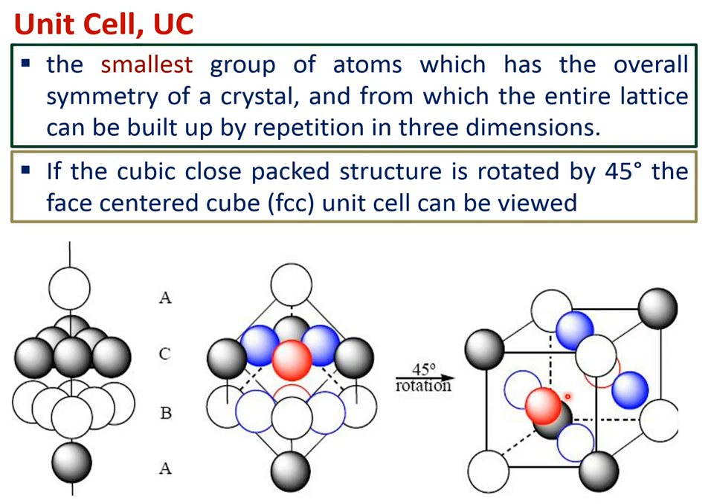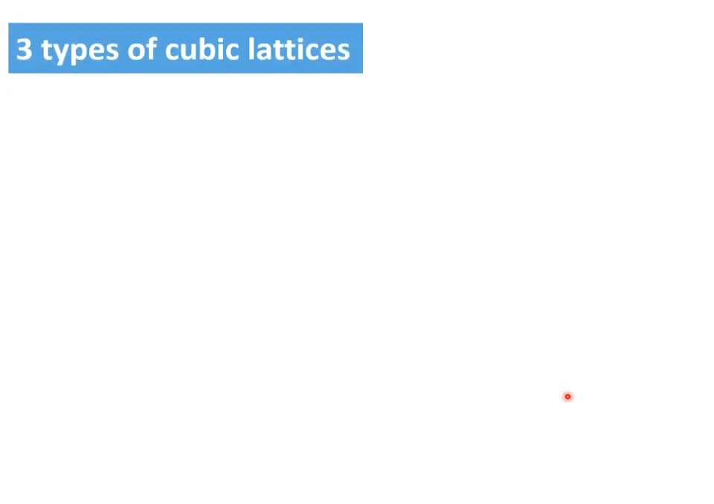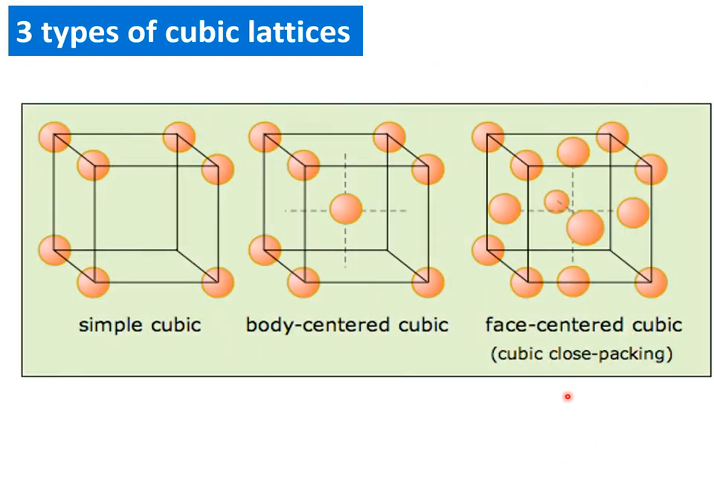We have three different types of the cubic crystals here. One is the simple cubic, where 8 atoms are located at the corners. The body-centered cubic: 8 atoms are located at the corners of the cube, but 1 more inside.